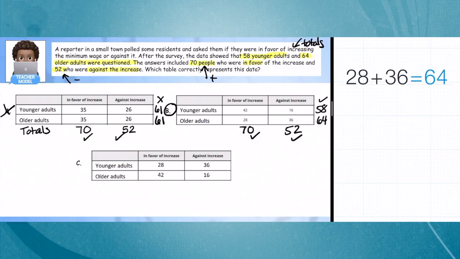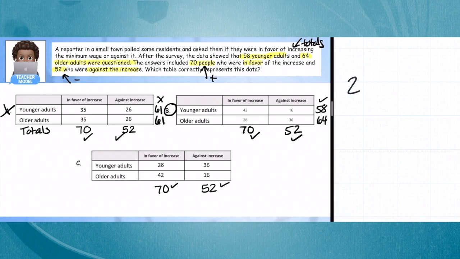So let's just make sure, let's look at C. And you can see how distractors work. If we find partial information, it looks like we're right in A, but we need to add all of them together. Let's do the same thing for C. And we have 42 and 28, so those were the same numbers we had before, so 70. 16 and 36, so 52. So look at how our bottom totals are all the same. Well, let's do our top parts. 28 plus 36 is equal to 64. And 42 plus 16 is equal to 58.